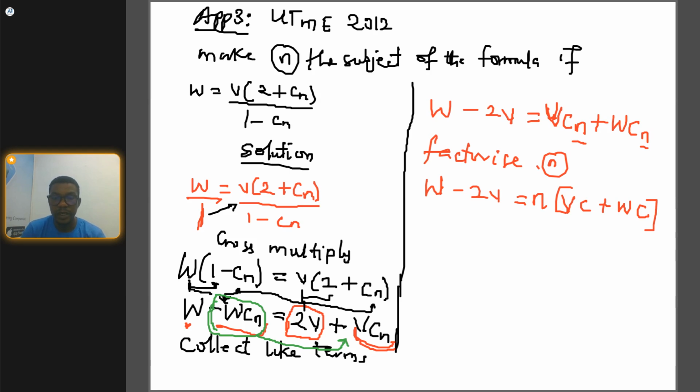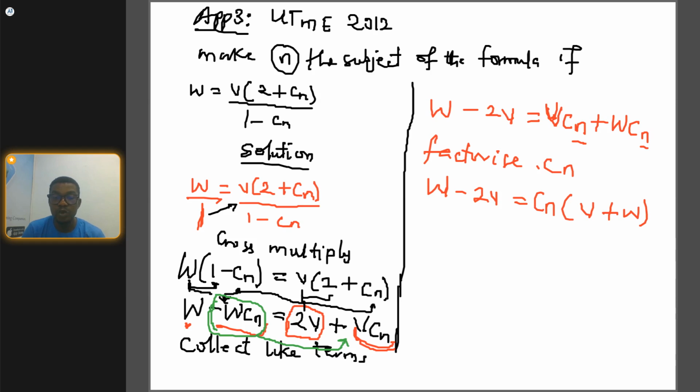Okay, let's go. Or better still, since we have Cn that is common to both sides, let's factorize Cn. So that will ease the stress. We are going to have W minus 2v equals to Cn bracket v plus w. I believe this is clear also.